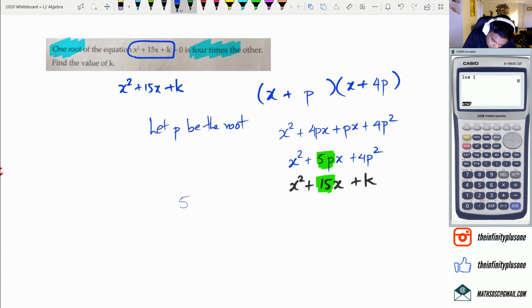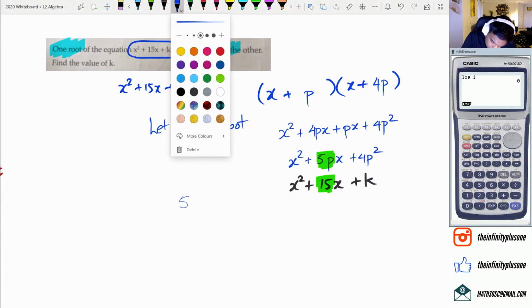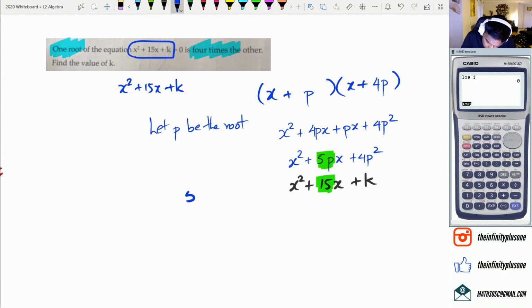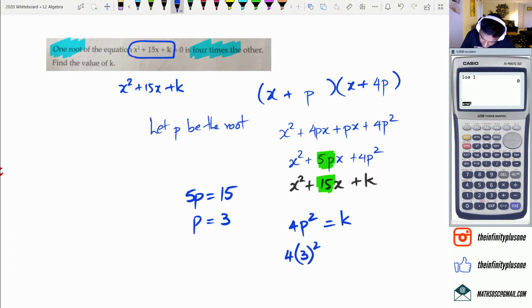Because we can say that 5p is equal to 15, p is equal to 3. So that means the p ends up being 3. Then, because 4p squared is equal to k, we can say 4 times 3 squared equals k, which means k is equal to 36. So even though this question starts out weird, you can just put it in a factorized format of the quadratic and multiply that out.